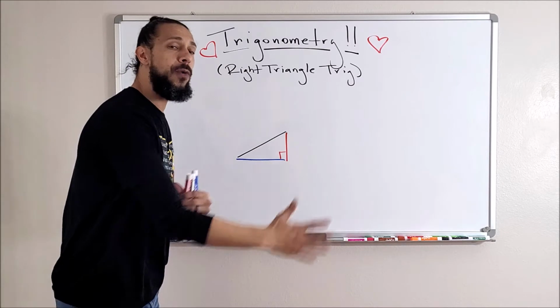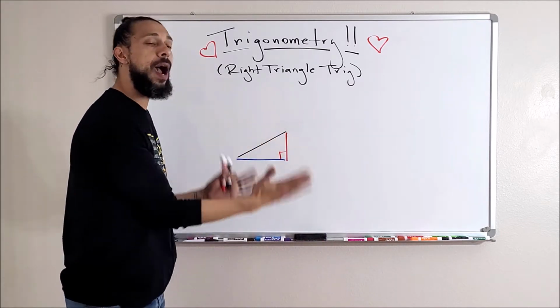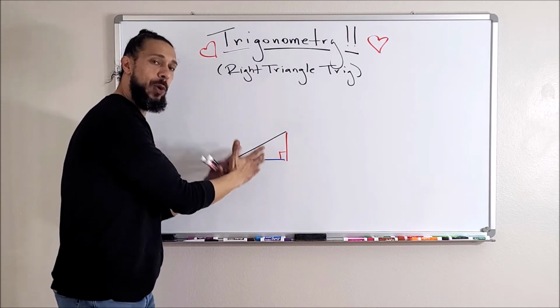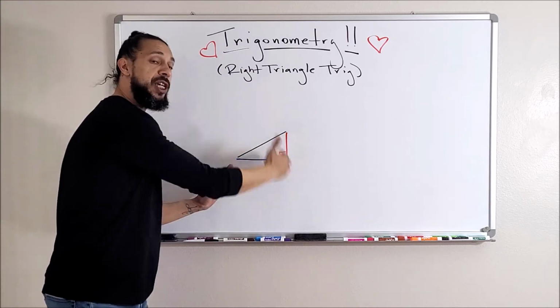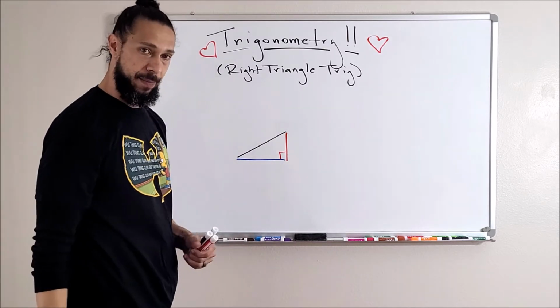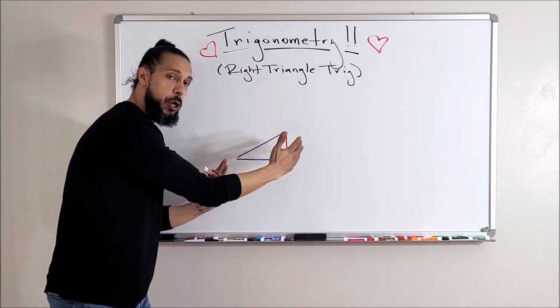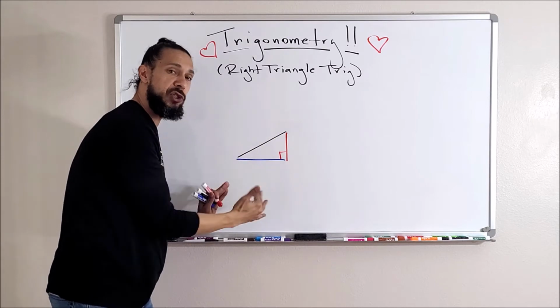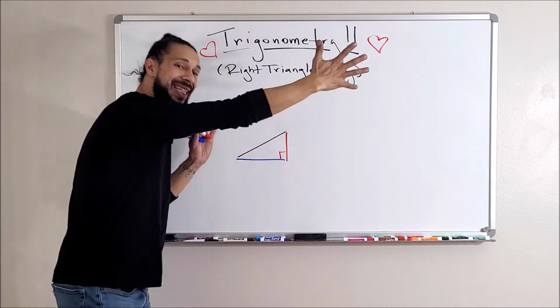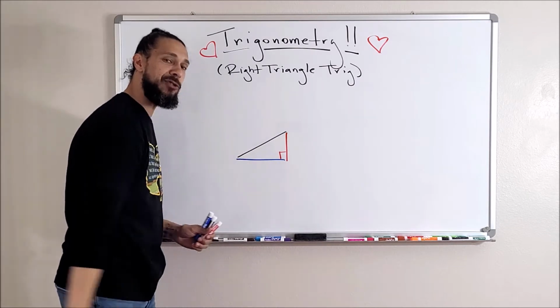So the whole foundation of trigonometry is that no matter what size this triangle happens to be, the relationships between the sides of the triangle will always be the same. So the ratios between any two sides of this triangle will be exactly the same no matter how big I make this triangle, as long as the angles stay the same.